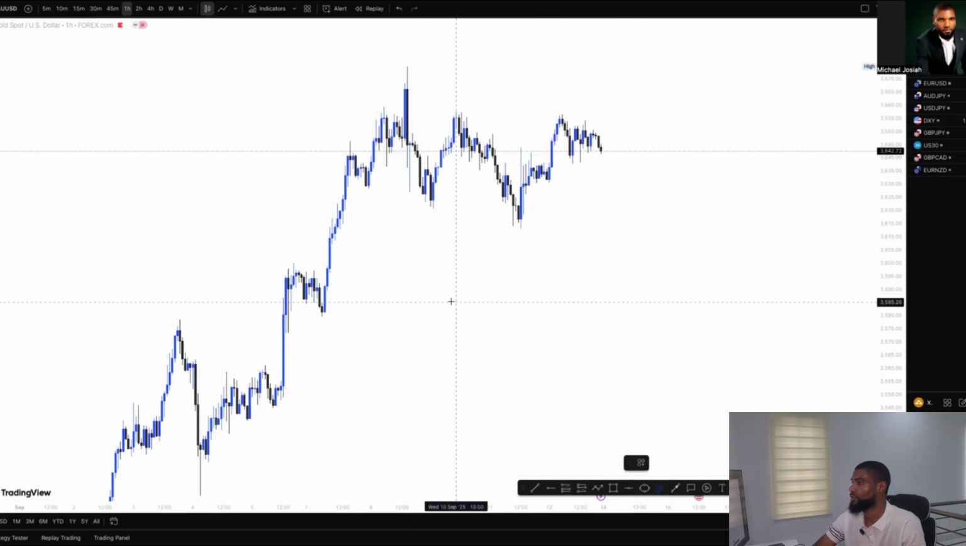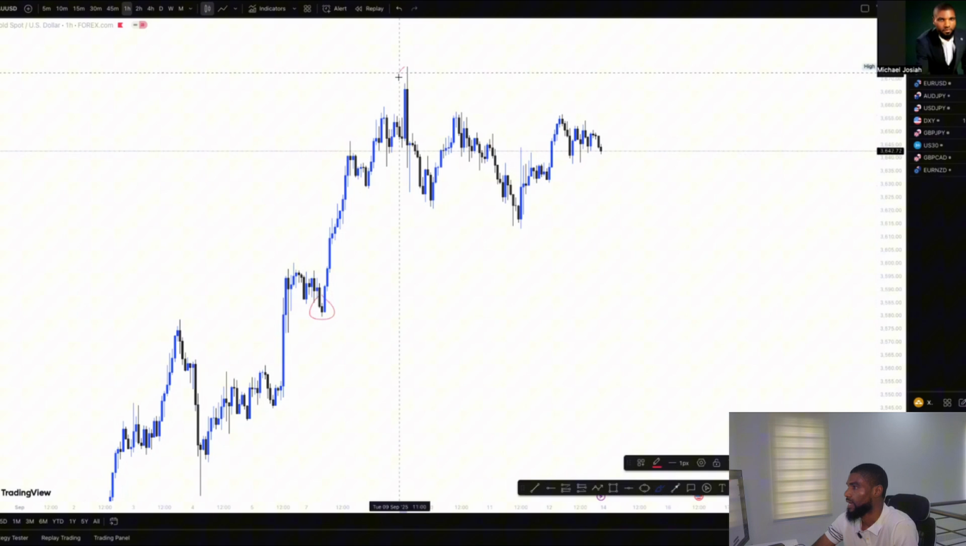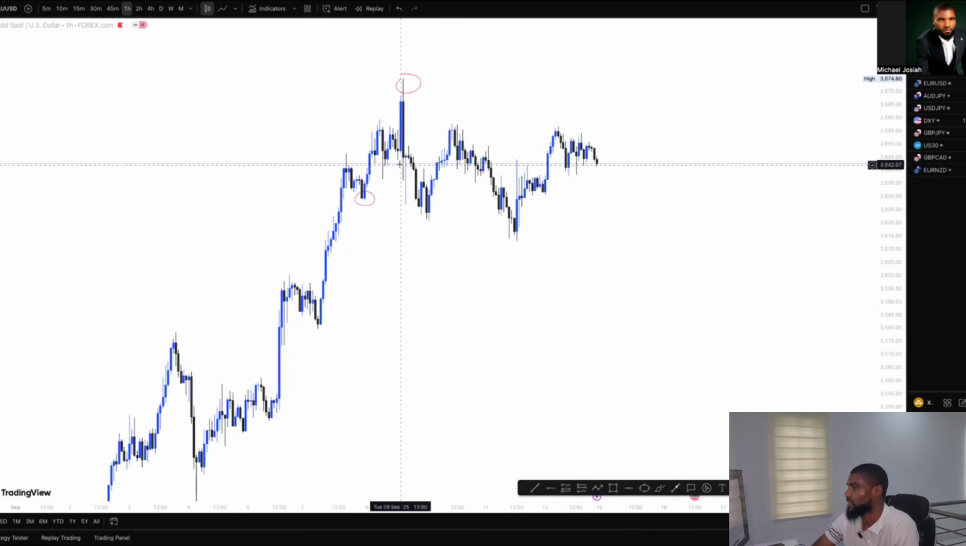So as you can see, before we dive into the 15 minutes time frame, we also have to understand what is happening on the 1 hour time frame. And here on the 1 hour time frame, we can see that this is a higher low and this is a higher high, right? So we can take this one out. Now we have identified our last higher high and our last higher low.